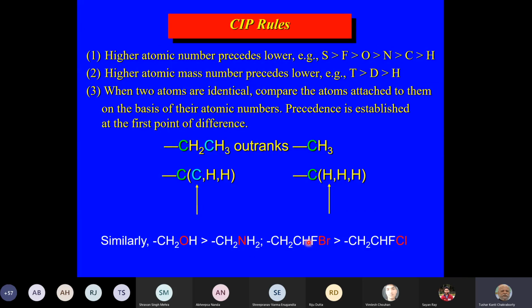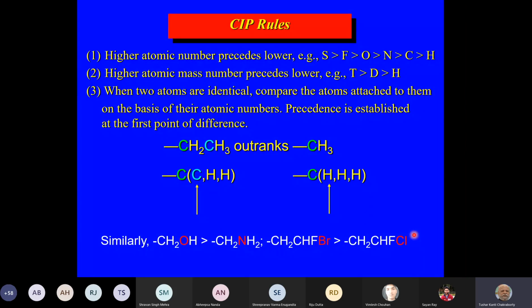And suppose you have the same groups attached here. For example, the third one I have shown here. Within the bracket, if you write, it will be C, comma H, comma H. And the fourth one also, C, comma H, comma H. So the first atom you are not able to decide, then you go to the next one. In the next one, you can see that you have a bromine. So you write bromine, and then fluorine and hydrogen. In this case, chlorine, fluorine, and hydrogen. And then you can say which one gets a higher priority. So CHFBr gets higher priority than the next one.